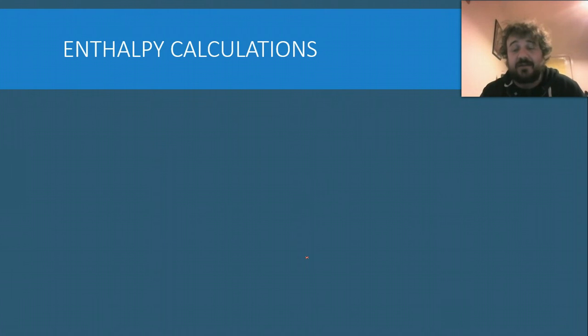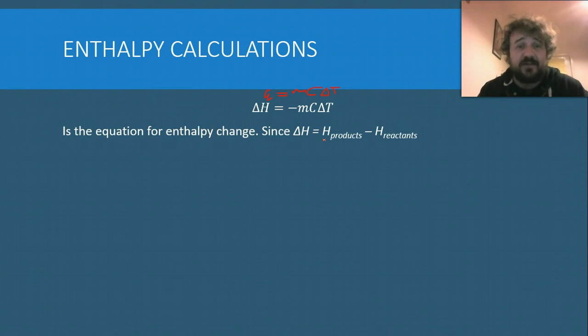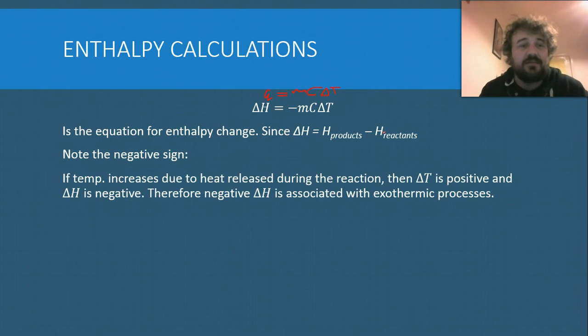Alright, so let's have a look at some calculations. Now, as I said, this is a tricky one to follow along, so be prepared to pause, rewind, pause, rewind. We use this formula here. You'll notice that it's very similar to the formula for Q, because that one equals mc delta T. And you'll notice there's actually a fairly specific change. Delta H is the products minus the reactants. Negative sign. That's important.